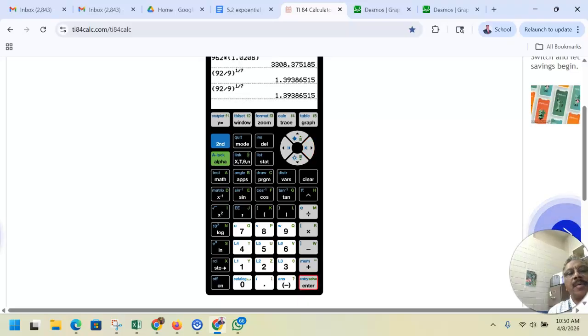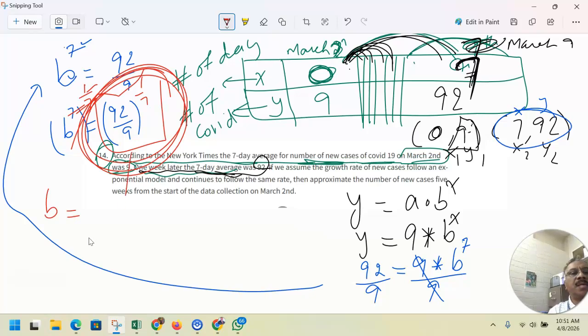You use parenthesis. Yeah, parenthesis has to be done, 92. You can do directly divide by 9, close it, and then go up and also do directly 1 divided by 7. And you can get the answer. See, so it is 1.398, whatever that is. So this is b equals 1.393865, 6 places.